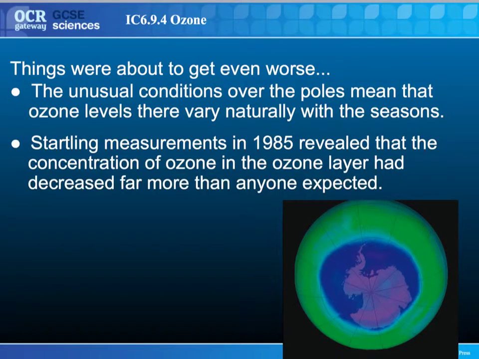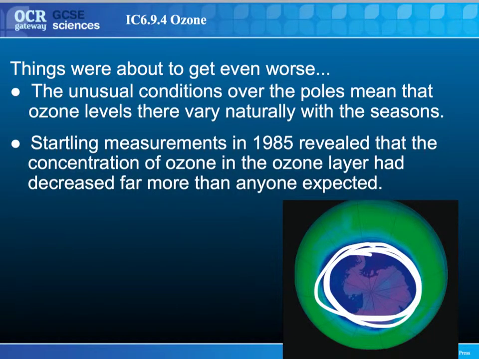Once you coupled all that information with the fact that the unusual conditions over the poles meant that ozone levels vary there naturally anyway, you ended up with a situation where there was a huge depletion of ozone over Antarctica. Far more than anyone ever expected. This region here is a hole in the ozone layer. It's not a hole in the atmosphere, it's just an area where the stratosphere, the layer of ozone, is not present anymore. And that has been created, larger than the entirety of Antarctica, by the production and the accumulation of these chlorofluorocarbons.